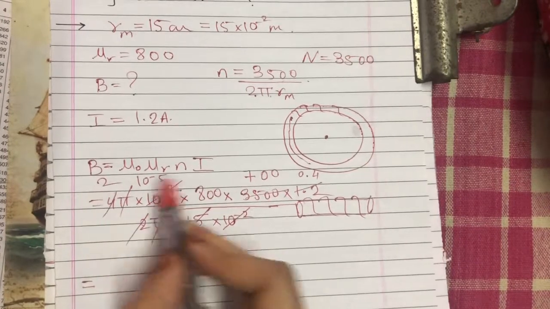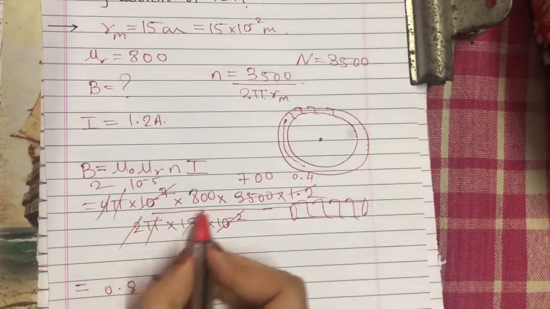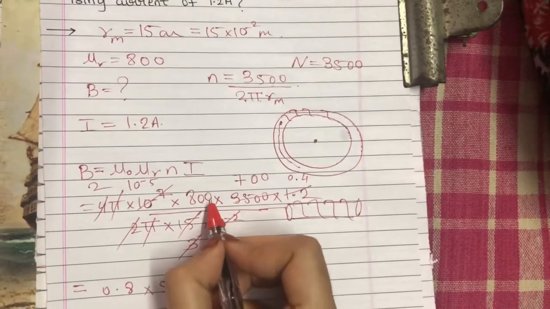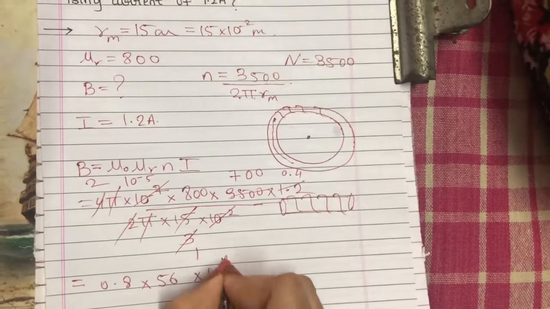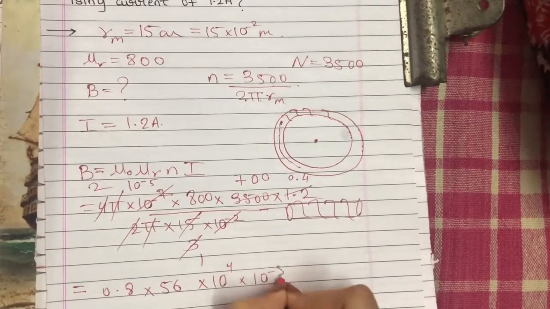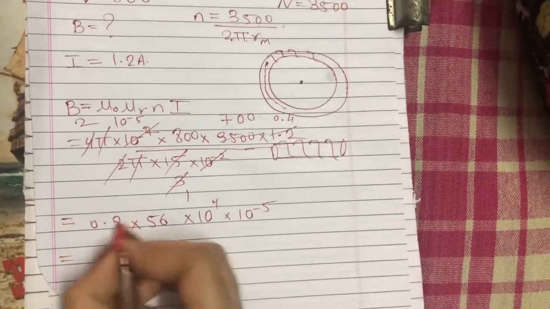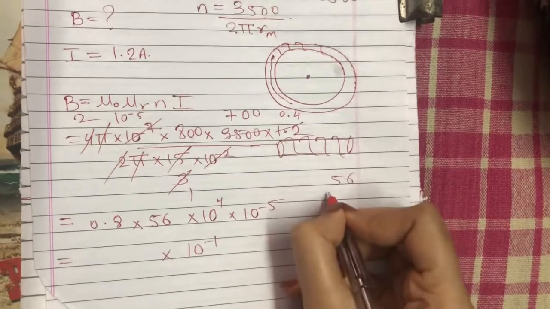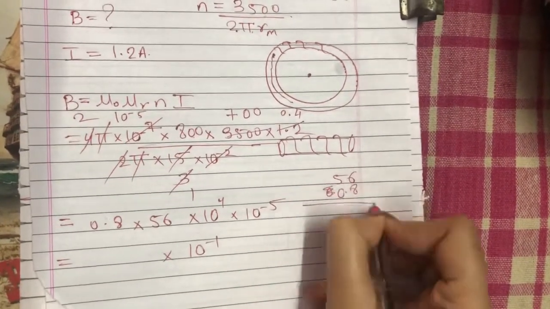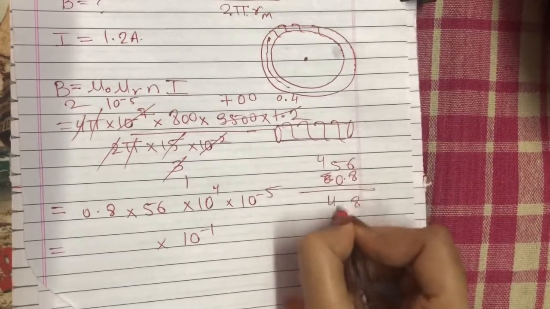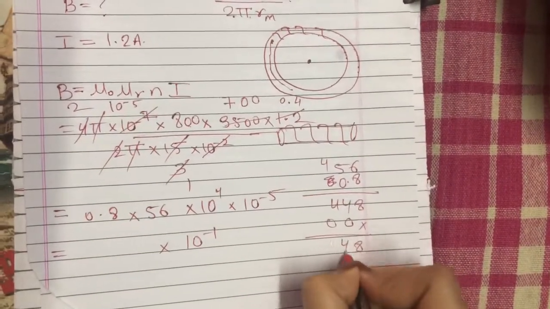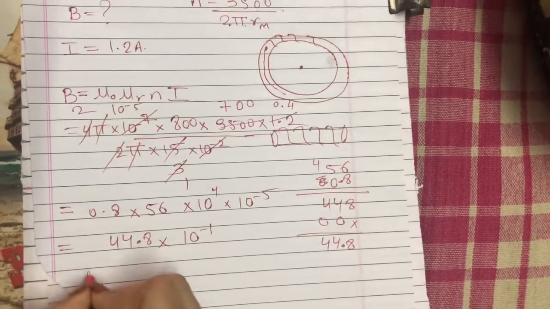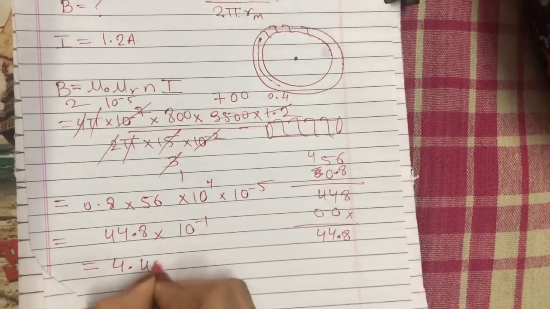Now 2 4s are 8, that is 0.8. 7 8s are 56. How many zeros? 1, 2, 3, 4. So 10 raised to 4 into 10 raised to minus 5. Okay, so you can multiply these two digits, and 4 minus 5 is minus 1. Let's multiply 56 with 0.8. 6 8s are 48, 4 5 8s are 40, 44, 0 6 are 0, 0 5 are 0, 8 4 4. After one digit we have the point, so it is 44.8. I can shift the point, that becomes 4.48 Tesla.